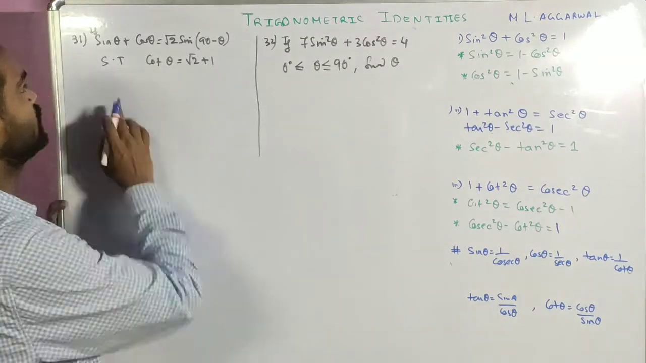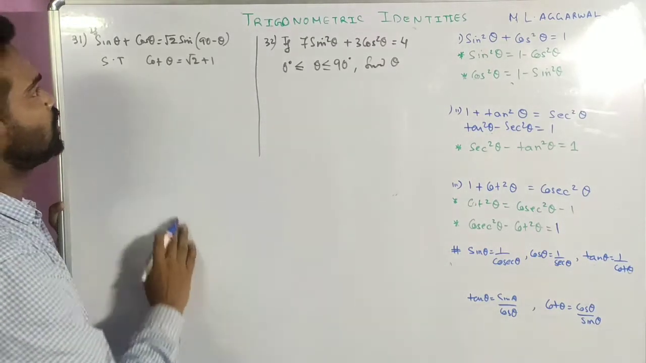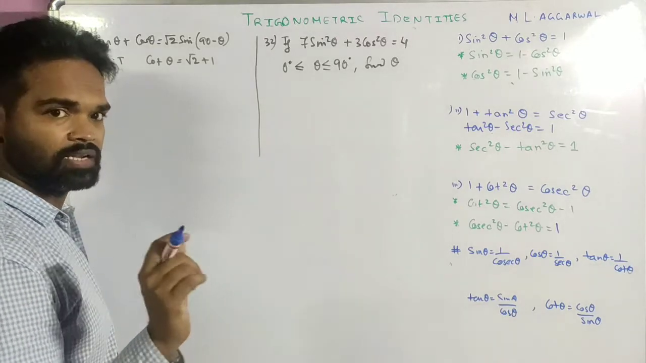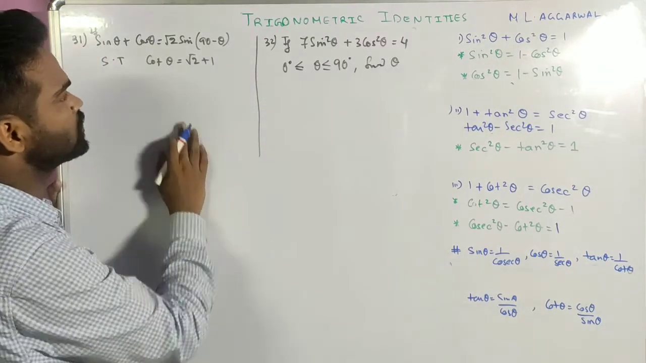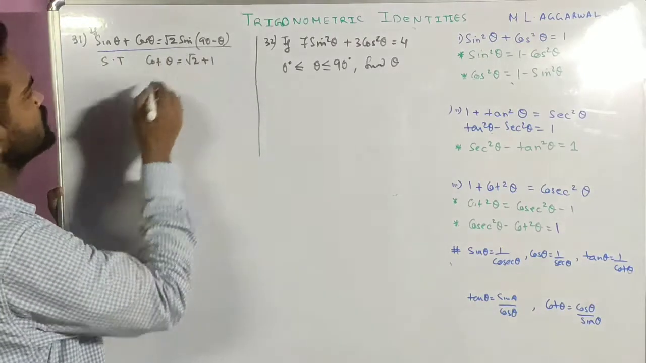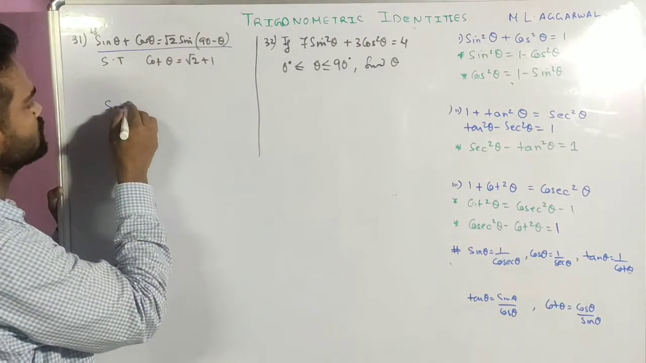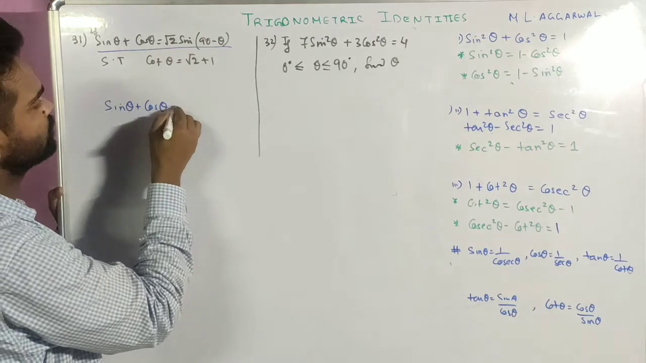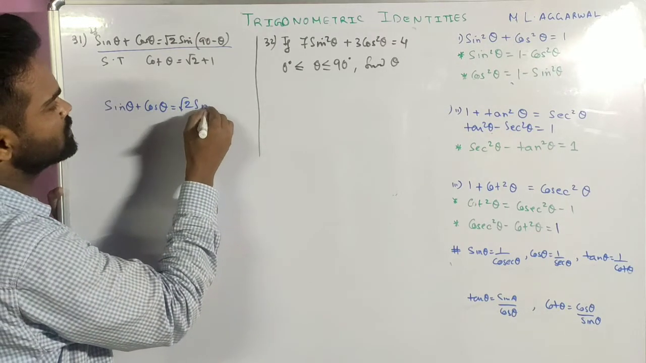Now look at sum number 31. If sin theta plus cos theta is root 2 sin (90 minus theta), show that cot theta equals to root 2 plus 1. Very easy. See what is given. Always we'll start from what is given to us. From there we'll start. This is given to us.